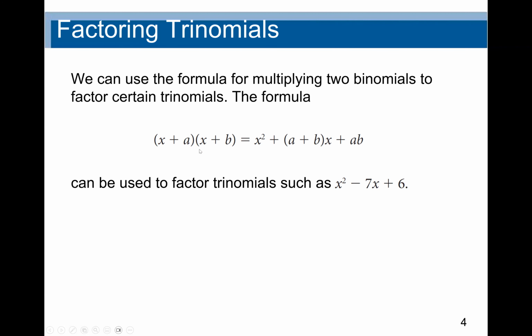x plus a times x plus b. We have x times x gives x squared. x times b is bx. a times x is ax. So a plus b times x. Then a times b. And this is a trinomial now. So we can get a trinomial, then we factorize to get two binomials.